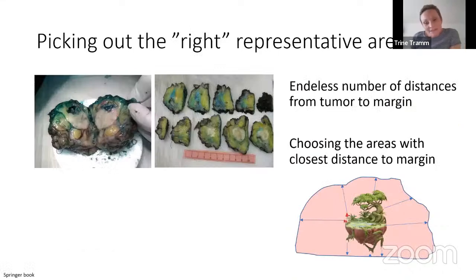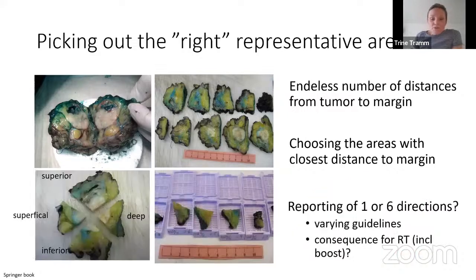So for the pathologist, with this wonderful complex biology, there will be an endless number of distances from tumor to margin. So the pathologist has to choose the areas with the closest distance to the margin. According to guidelines, we will take the different sections and measure this. And in my institution, we only need to report and measure one distance, so the closest distance, but there may be other guidelines where you will need the reporting of 6 directions.